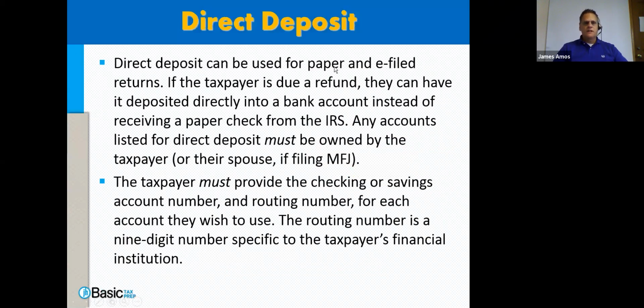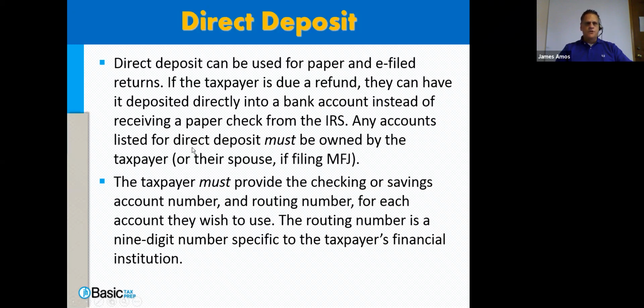Okay, so direct deposit can be used for paper and e-filed returns. We haven't really talked about this, but when you go to file a return, you can have it printed out and sign it and attach copies of the W-2s and mail it to the IRS, or you can electronically file it. That just means it's sent through the internet through some special software. You can use direct deposit regardless of how you file it. And if the taxpayer is due a refund, they can have it directly deposited in the bank account instead of receiving a paper check.